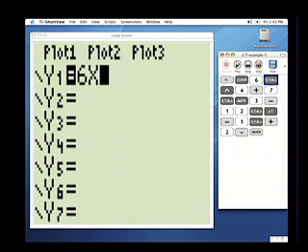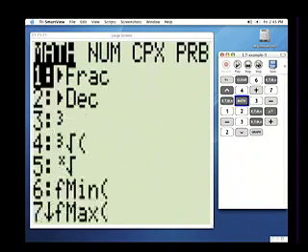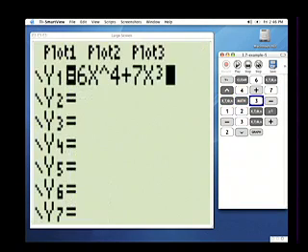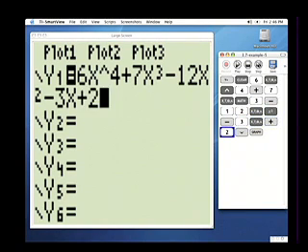Type in 6 times x raised to the 4th power plus 7x, and then we can hit the math button and selection number 3, which is the cubes for 7x cubed, minus then 12, so 1, 2, x, and then squared button, minus 3, the x key, then plus 2 as the constant. And now we can graph it.